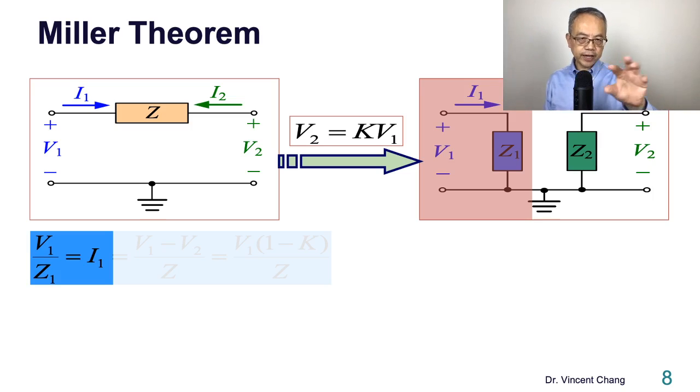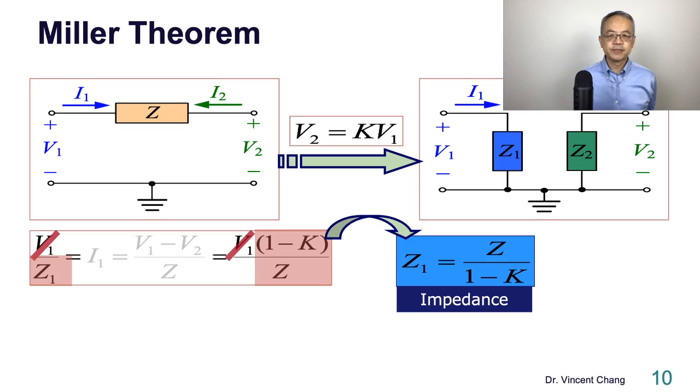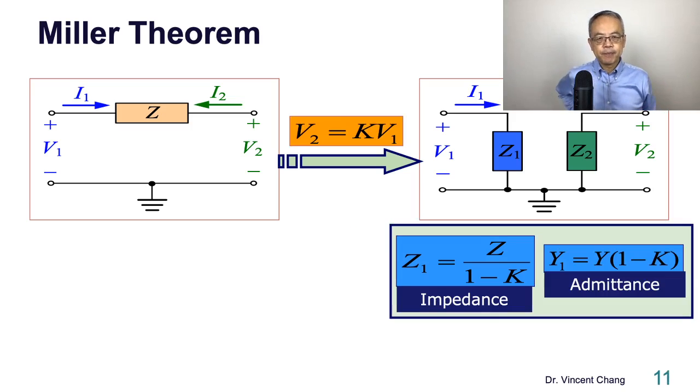If you look at the right, I1 equals V1 over Z1. So there are three equal signs here. You can look at the first one and also the last term, and just cancel out the V1, you can get this. So Z1, the input impedance, equals the original feedback impedance Z divided by 1 minus K. Since admittance is the inverse of impedance, we can also express the Miller theorem based on the admittance.